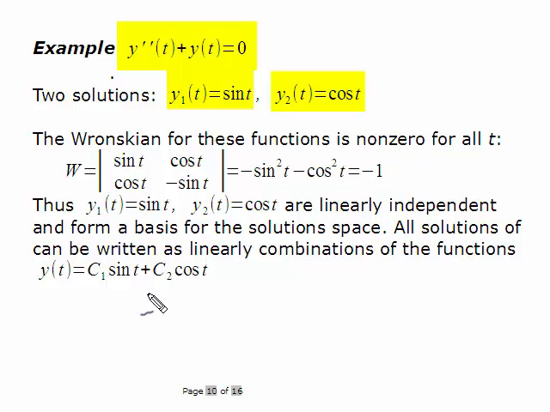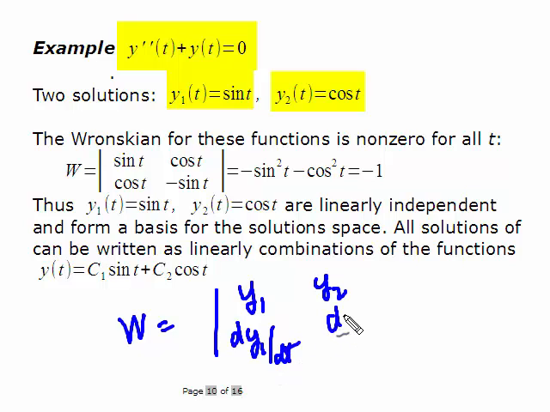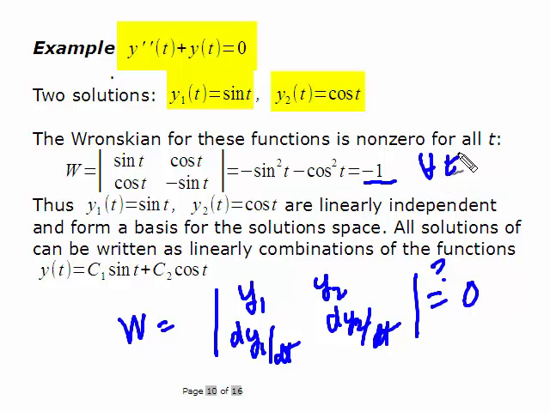So the Wronskian is composed of the functions. It's a determinant of the functions, y1 and y2, and their first derivatives. And you want to see if this equals 0, identically 0, on the interval of interest. Well, we have cosine, sine, take the derivatives, take the determinant, and we find that that equals 1 for all time, actually. So the Wronskian is not identically 0. These two functions are linearly independent. There's two of them. It's a two-dimensional space. They form a basis for the solution space.